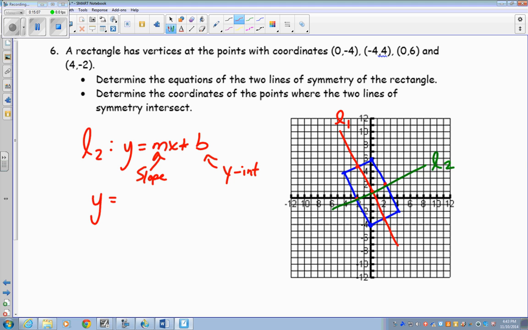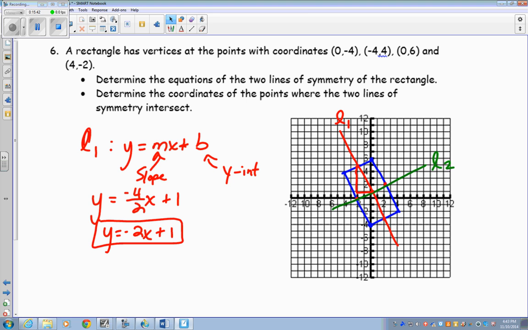Well, this line is decreasing from left to right, so I'm just going to count between that y-intercept and that midpoint of that side. This would go down 1, 2, 3, 4, and then to the right 2. Down 4 would be negative. So we got negative 4 over 2x plus 1. Well, we're going to simplify that. So just do y equals negative 2x plus 1. So that is the equation for line 1. I'll put 1 over here. Sorry. For line 1.